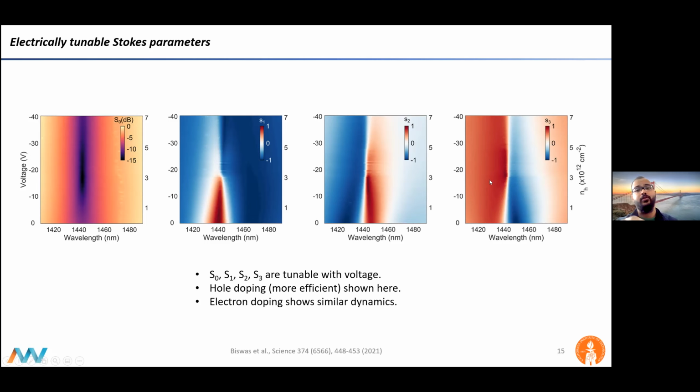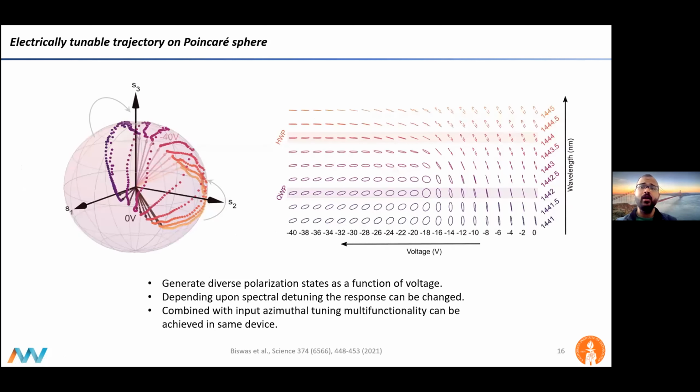And so if we look at the other three Stokes vectors, which characterize the polarization, you see that this is the most interesting region where you have a lot of dynamics going on. But overall, you can see that there's quite nice tuning in all of these three parameters as a function of doping density. And this is basically saying that as you're changing the optical susceptibility of your system, or BP, it's interacting differently with the cavity, and it's generating all these polarization responses. So if we now visualize these states on the Poincare sphere, we can see that if we operate very close to the cavity resonance, we can have quite a rich dynamics of polarization states.